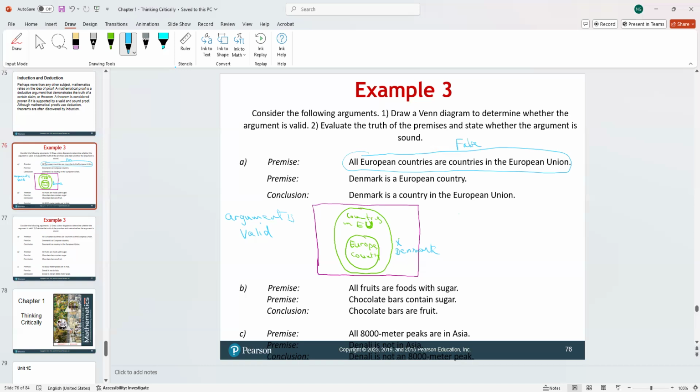The argument is not sound because of what? Because the first premise is false. Okay, so this is it.